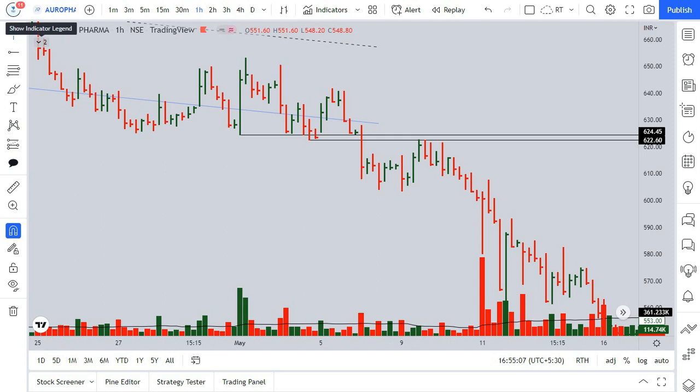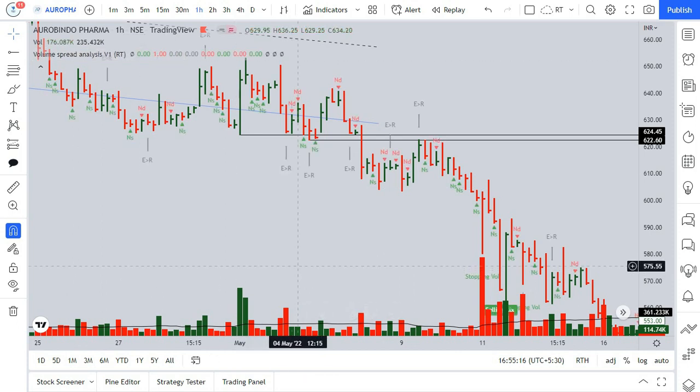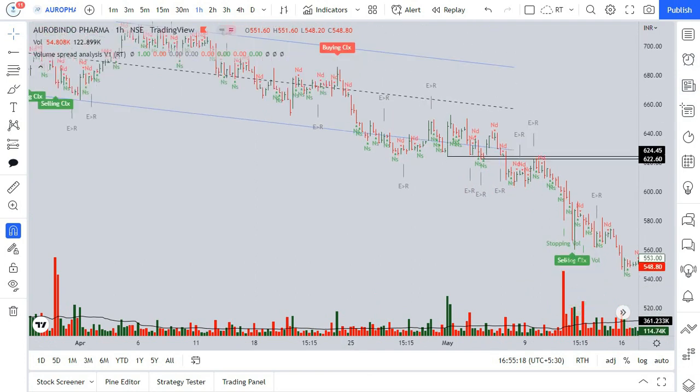Now you have to go to the indicators. You know how to apply this indicator. If you don't know, the link will be in the description for the indicator video. Go ahead and watch it. So I'm applying this indicator right here. As you can see, this is how the default indicator will be.